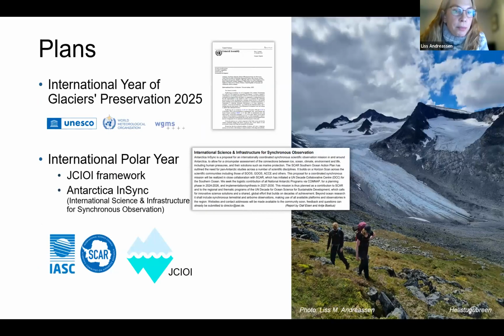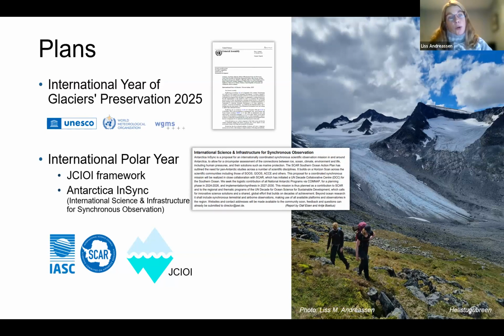I just want to mention 2 other activities that IACS wants to be involved in or are involved in. First is the International Year of Glacier Preservation 2025 and the Glacier Day that will be marked from 2025 onwards. This is UNESCO, World Meteorological Organization, WGMS, several organizations are involved in that, and IACS too participated at the first planning meeting in July, and we would like to mark that.